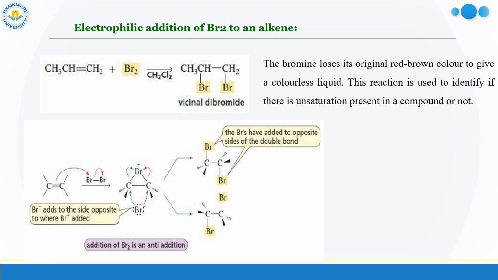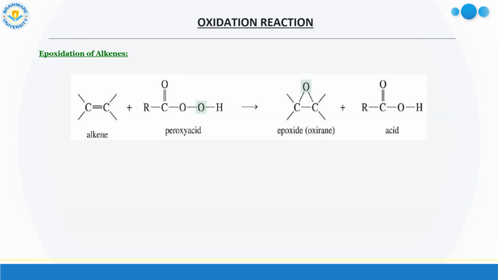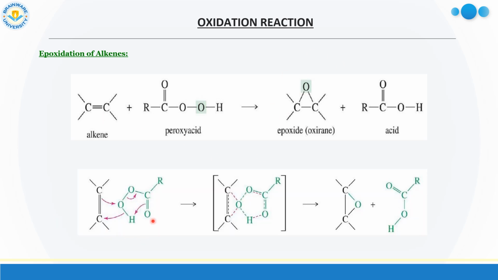Okay, so we can also use chlorine, and a vicinal dichloride product is formed. Next reaction is the oxidation reaction. Here, first the alkene reacts with a peroxide. That peroxide forms an epoxide, an oxirane. The epoxide is formed, triangle shaped. So this is the mechanism.